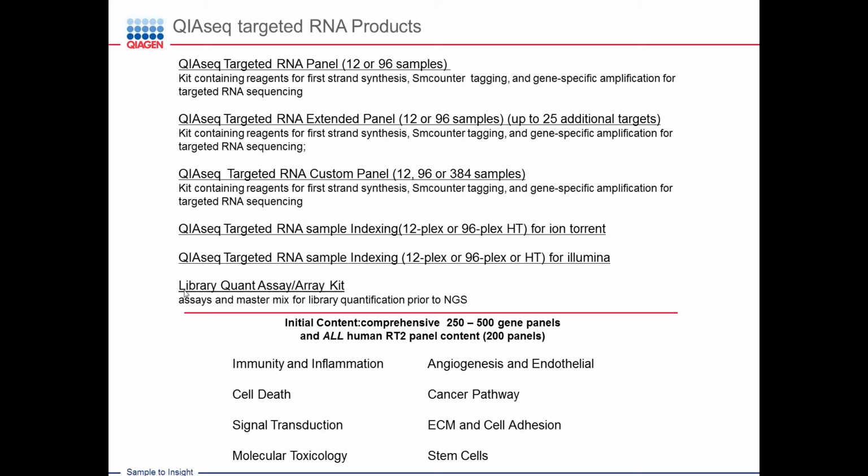And there's a library quant kit, so if you want to skip the bioanalyzer to normalize your libraries, you can use a PCR-based system. There are some panels that we have specifically designed for sequencing. These are from 250 to 500 genes at a time. But all of the content that we've developed over the years for PCR-based analysis are also available to make for NGS. So there's over 200 panels that are 90 genes or so that can be translated into NGS.